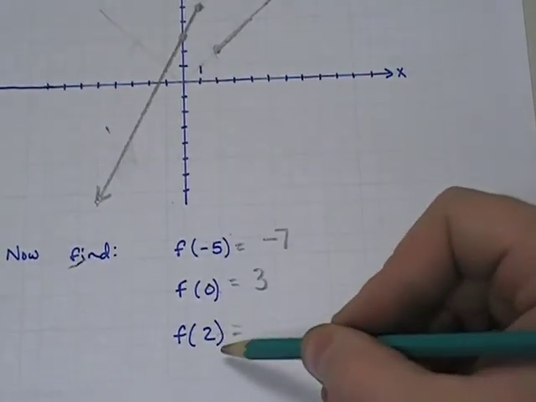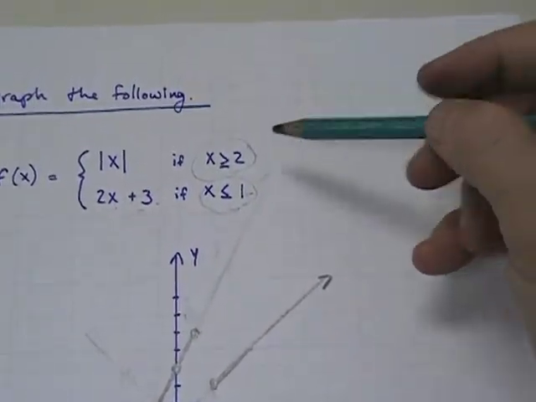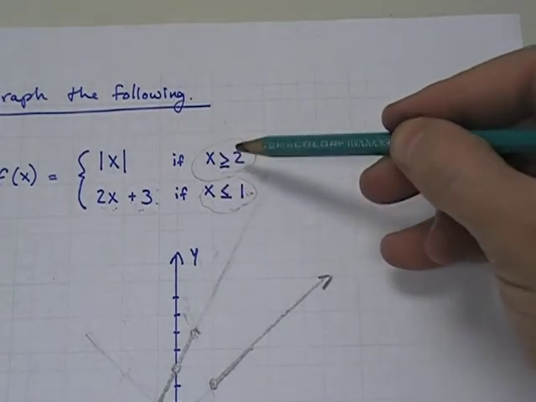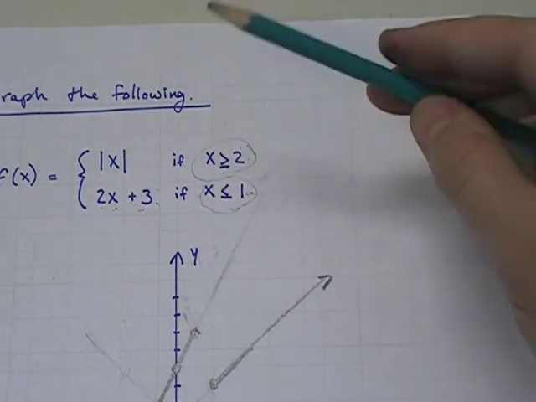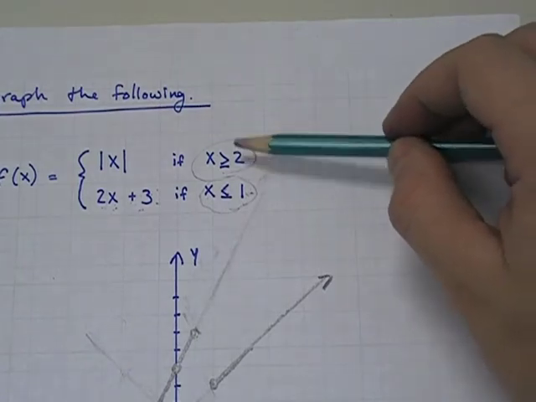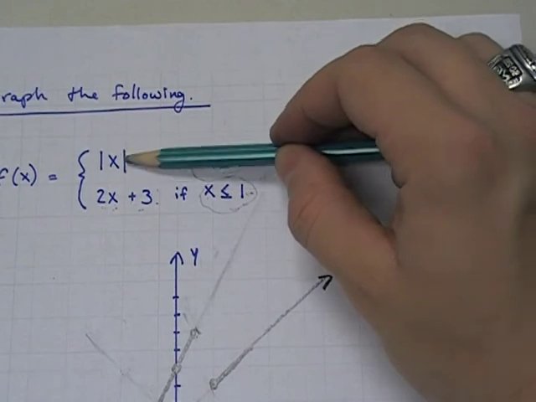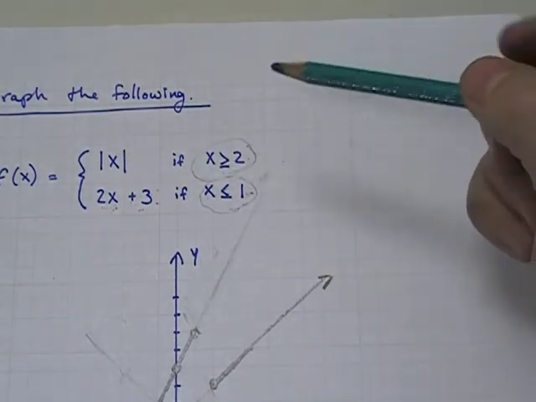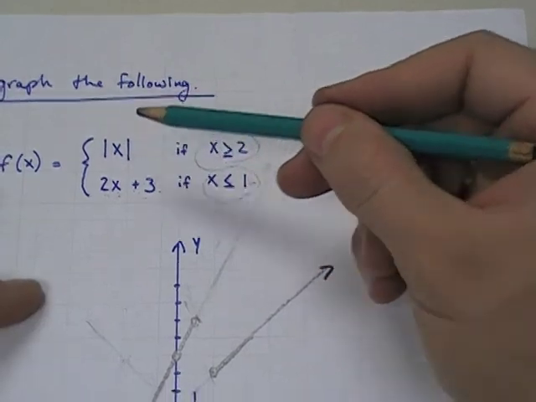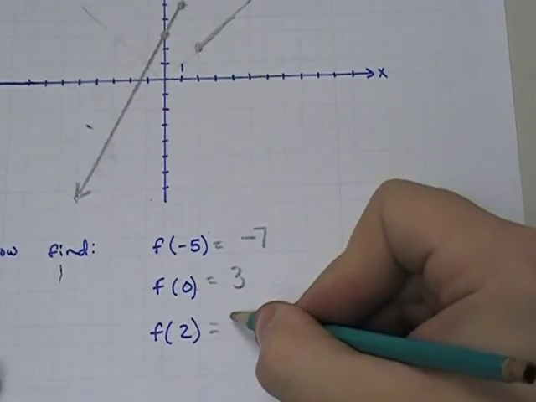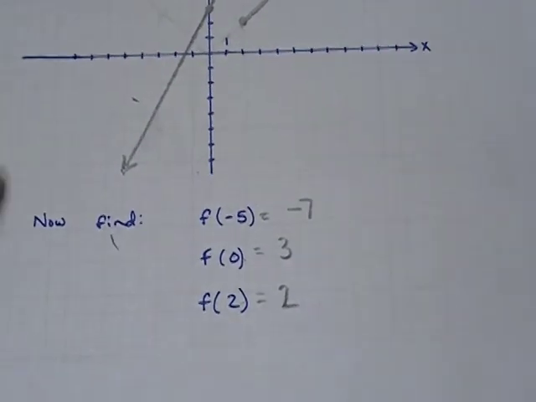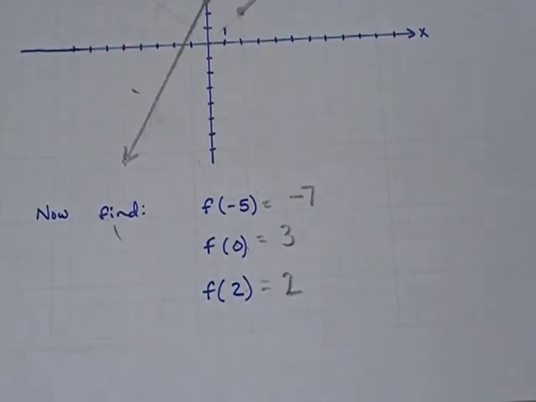How about f of 2? Well, this is less than or equal to 1. This is greater than or equal to 2. So f of 2 falls in this domain, which means you plug it into this function. So you plug 2 here. What is the absolute value of 2? The absolute value of 2 is 2. And that's how you find these function values. If you have any questions, please come see me.